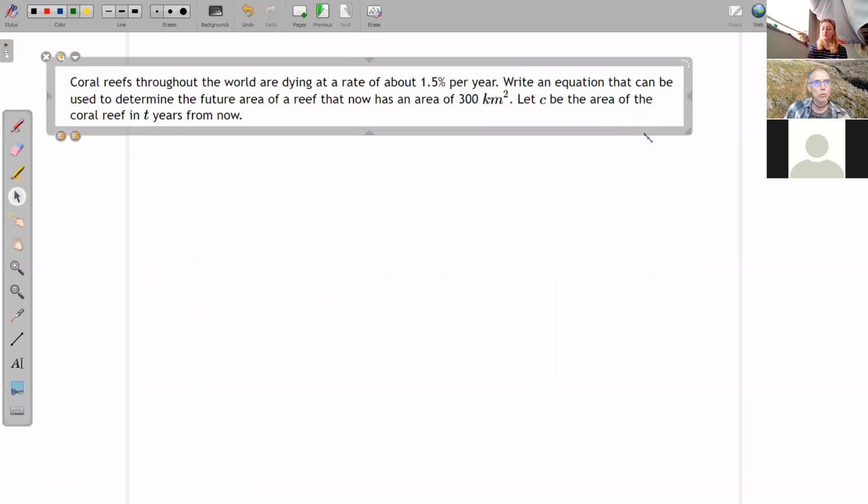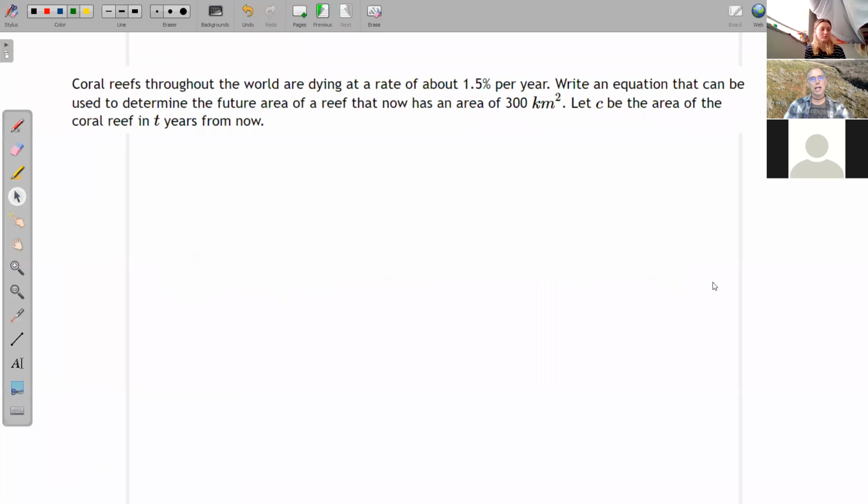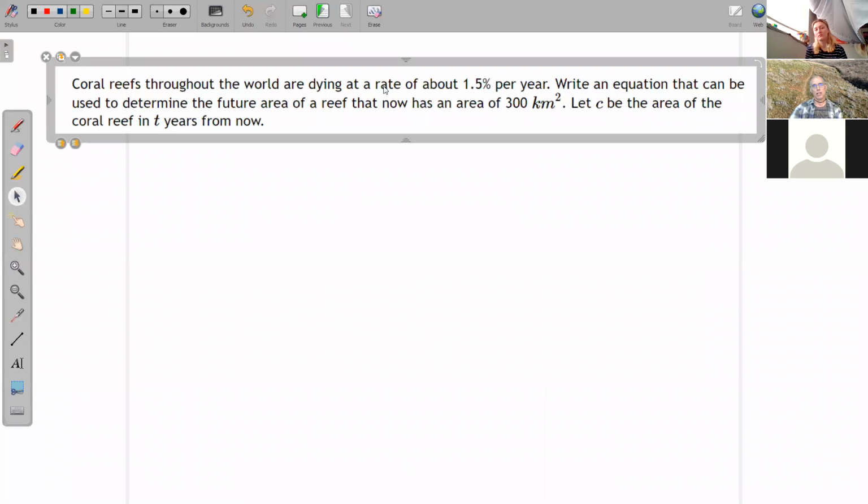Okay, so coral reefs throughout the world are dying at a rate of about 1.5% per year. Since I have percent per year, I'm kind of leaning toward exponential because there's a percent and they use the word rate. If they said like 1.5 square kilometers per year, then I'm thinking, nah, slope. But the percent and the rate are making me think exponential.